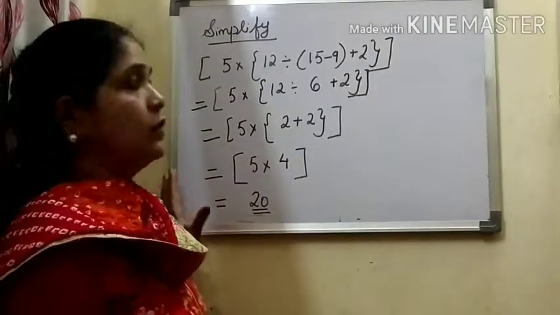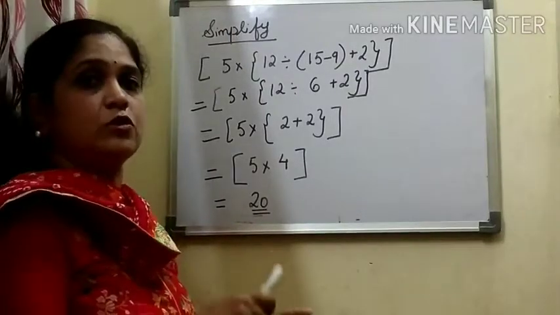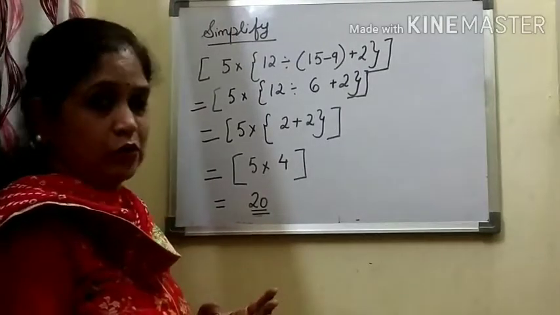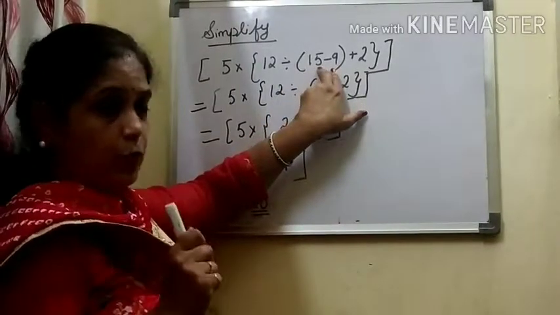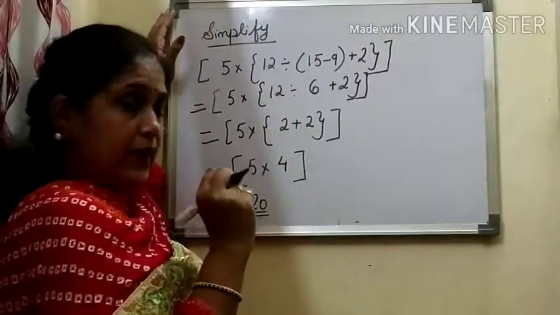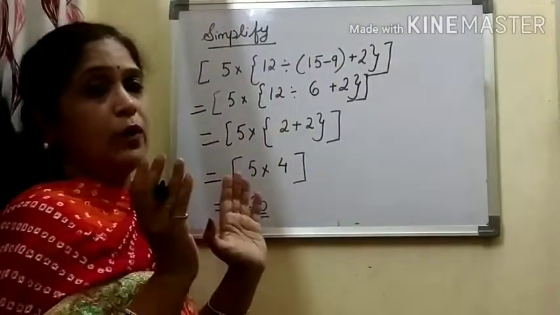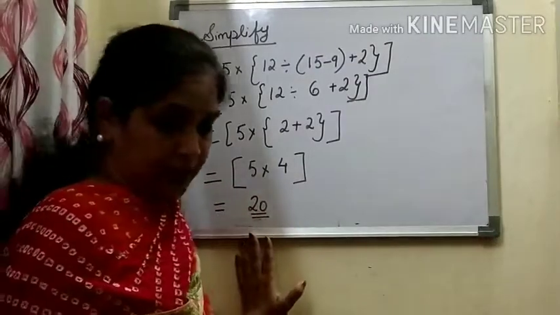Okay. In this way we have to proceed when a small bracket, a curly bracket and a square bracket are all there. First we will evaluate whatever operation is inside the small bracket. Then we will evaluate whatever is inside the curly bracket, and then we will evaluate whatever is inside the square bracket. Okay.